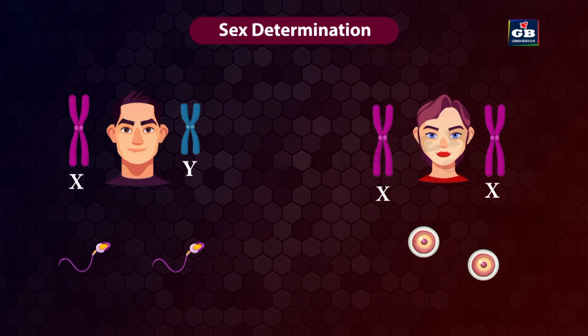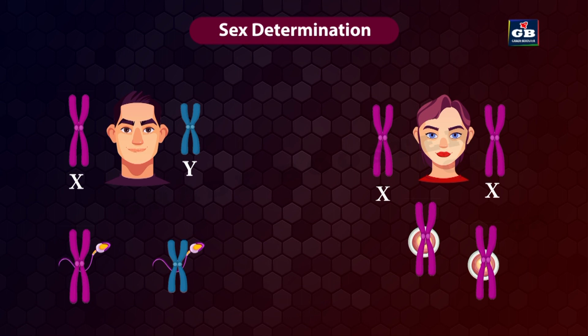In males, when the gametes are formed, only one sex chromosome is passed to them. It can be either X or Y. So some sperm cells are formed with X and some with Y. Whereas in case of female gametes, all are X. So all egg cells carry X sex chromosome.